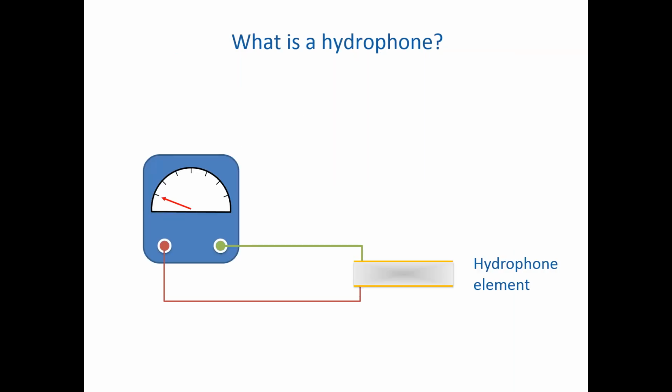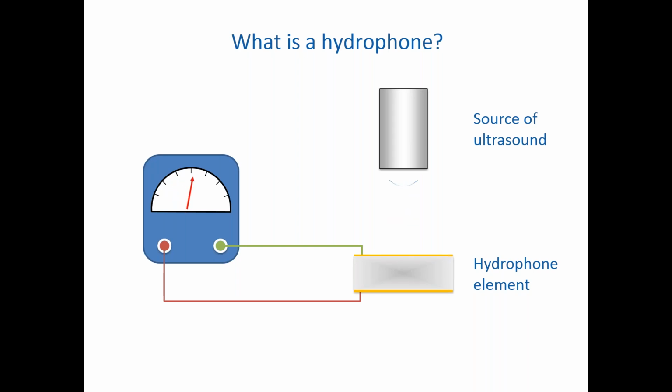Firstly, we can ask the question, what is a hydrophone? So what I've got here is a hydrophone element. In this case, I'm assuming this to be some form of piezoelectric element. There are other acousto-optic sensing mechanisms, but for the sake of simplicity, I'm going to concentrate on piezoelectric devices. If we have a source of ultrasound, then as that arrives at the hydrophone element, it will cause that element to expand and compress. And as it does so, we get a varying voltage produced on our voltmeter. That voltmeter is probably going to be something like an oscilloscope, which allows us to record a waveform, and then we can digitally capture that for post-processing later.